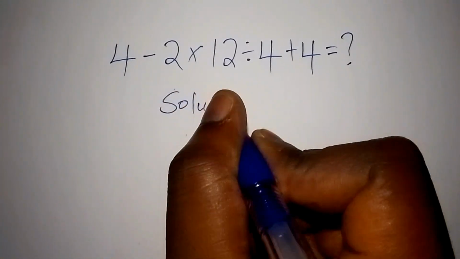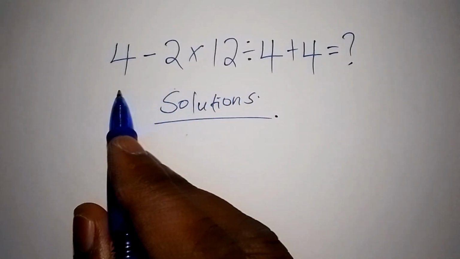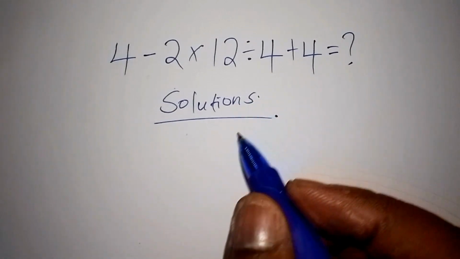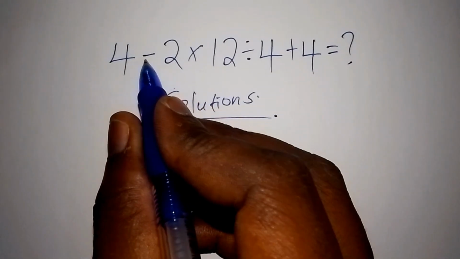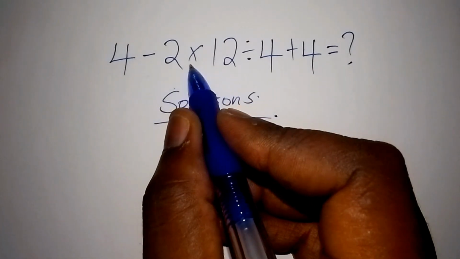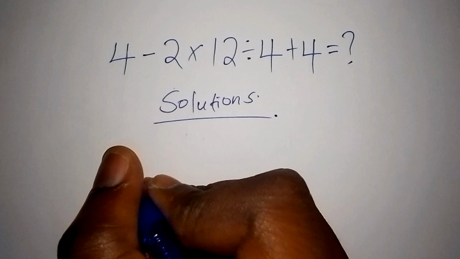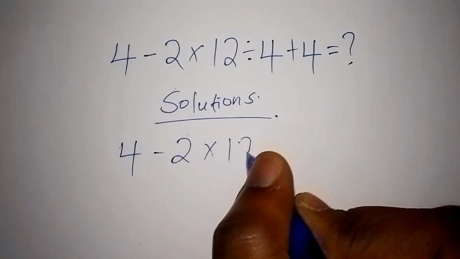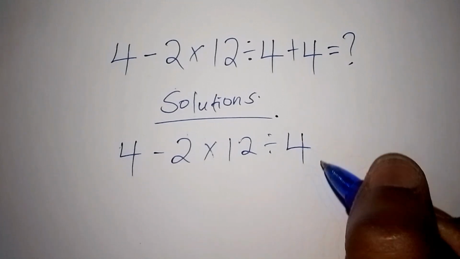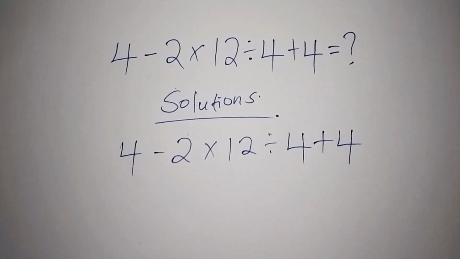So on our solution, this one is what we have. Suppose we are having such a maths problem, meaning that it is composed of several mixed numbers. Here we have the subtraction, here we have the multiplication, division, and also addition. So the problem here is 4 minus 2, then multiply by 12, divide by 4, plus 4. You will be shocked by the kind of answers that some were getting.